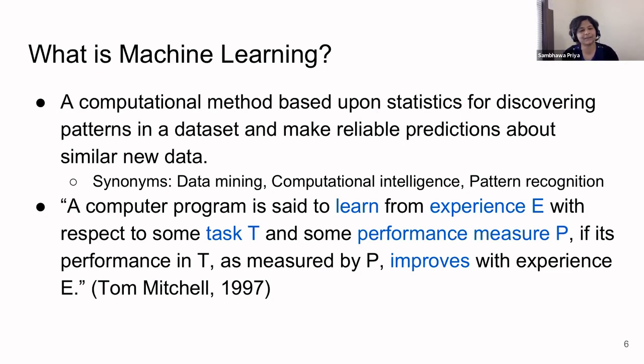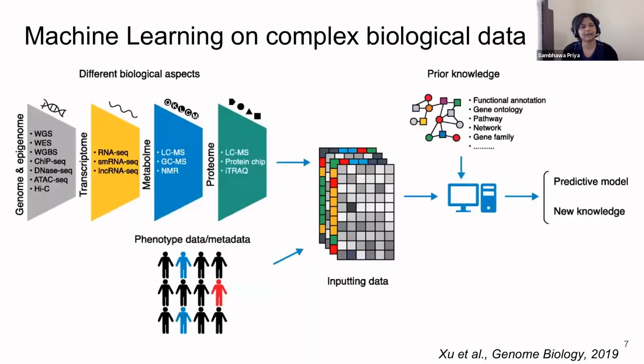Machine learning has been used broadly in biological studies for prediction and discovery. Here we can see different omic data sets. We can input one or multiple different types of omic data sets, such as genomic data, transcriptomic data, metagenomic data, metabolomic data, and so on, and their corresponding metadata. And sometimes even some prior knowledge, that is, domain-specific knowledge such as functional pathways and so on.